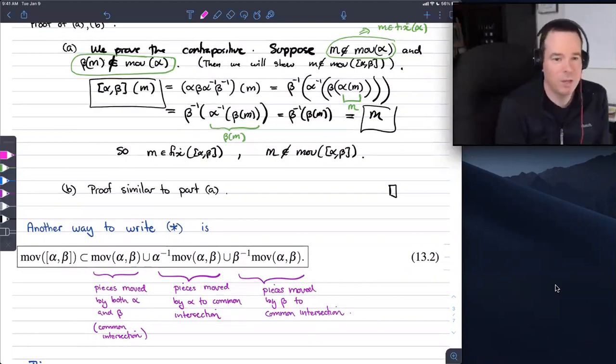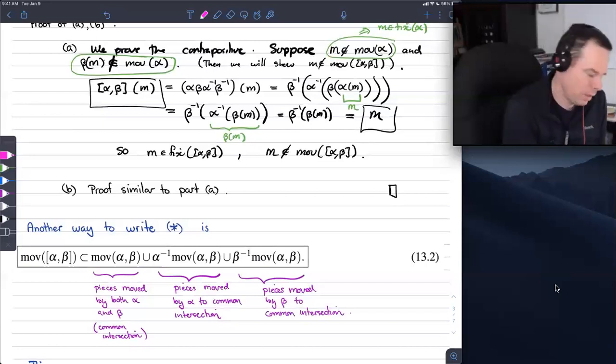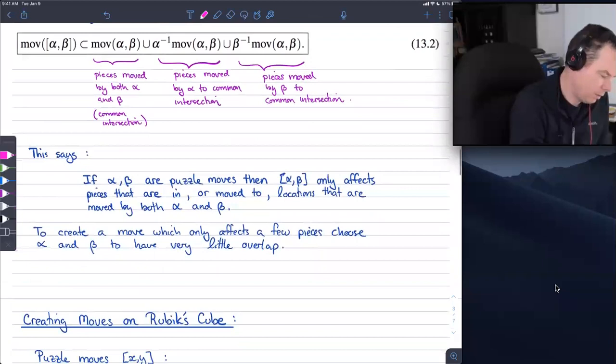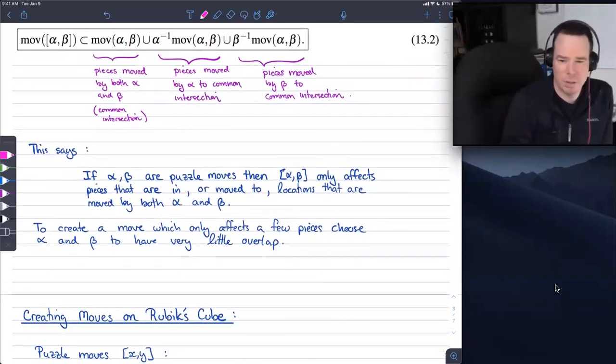Now, I will say that the only way you really get an understanding for this is actually to do it on puzzles. You're going to start to build these things on puzzles, you'll play around with them, and then it'll start to click into place exactly what these sets are. So you might be a little bit overwhelmed with notation right now, but that's to be expected. So let's go ahead and figure out what it says in plain language. What this says in plain language is if you have two moves, alpha and beta, then the commutator only affects pieces that are in or moved to the locations that are moved by both alpha and beta.